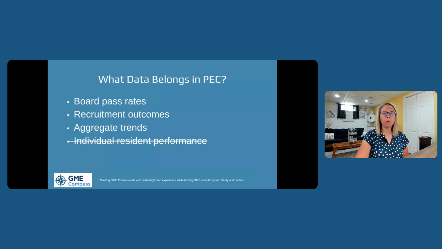This is where many programs begin to mix the responsibilities. Data that belongs within PEC includes things such as board pass rates, recruitment outcomes, aggregate trends within your program, overall case log trends, and attrition patterns. What does not belong in the Program Evaluation Committee? Any individual resident performance metric. That belongs in the CCC. PEC should focus on patterns and trends, not any isolated resident concern.